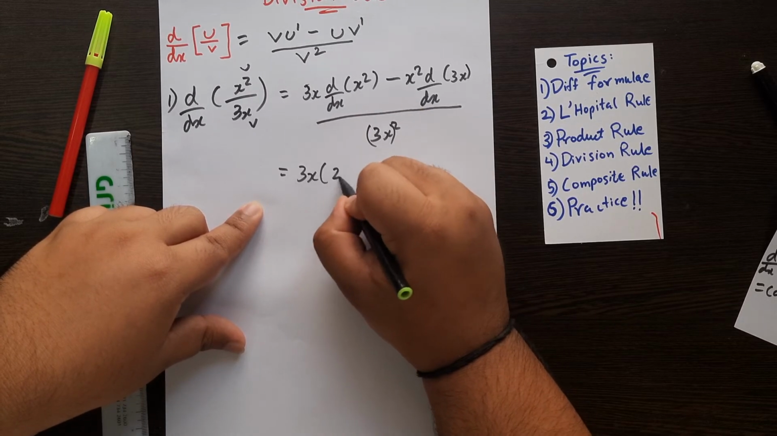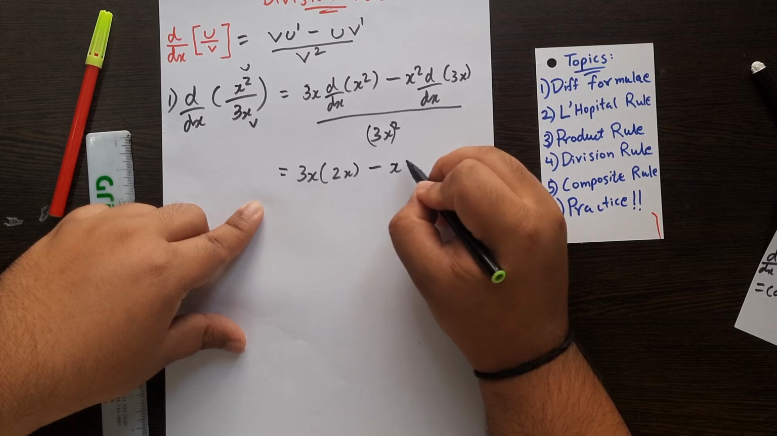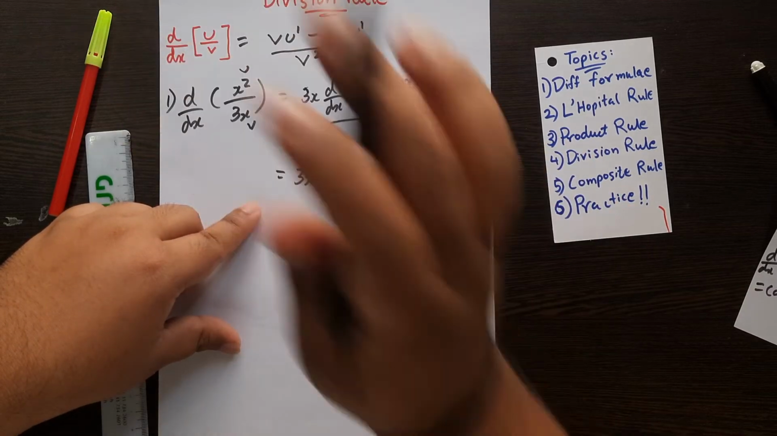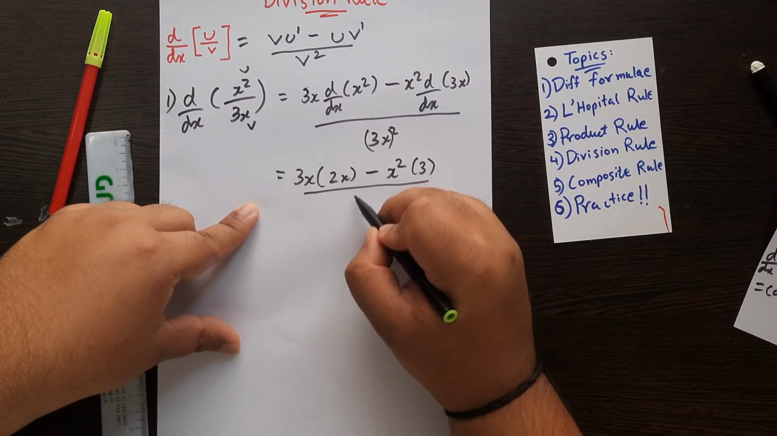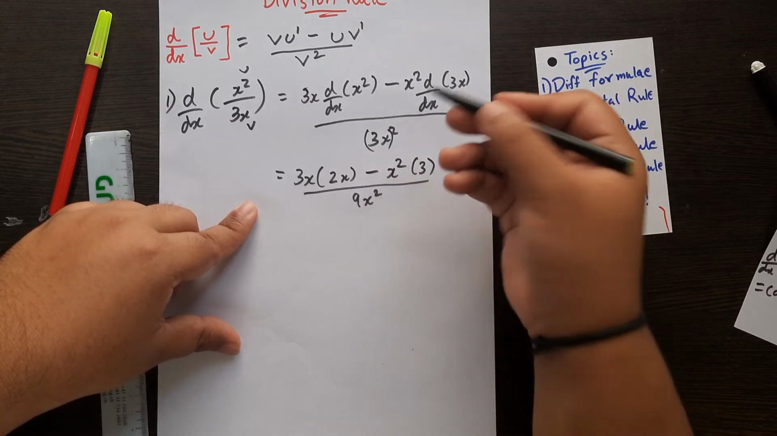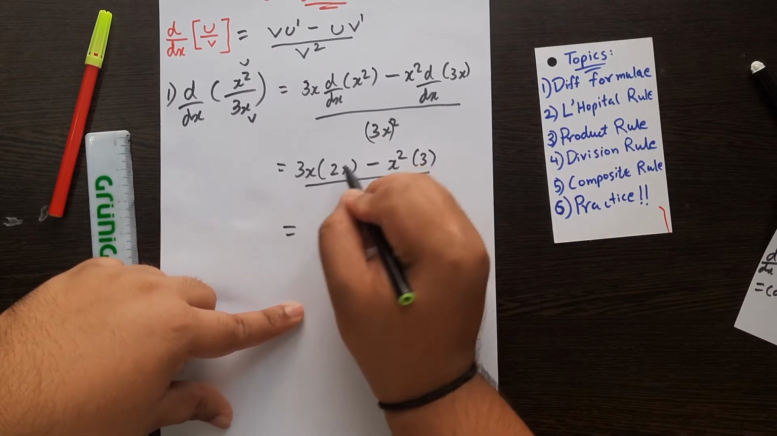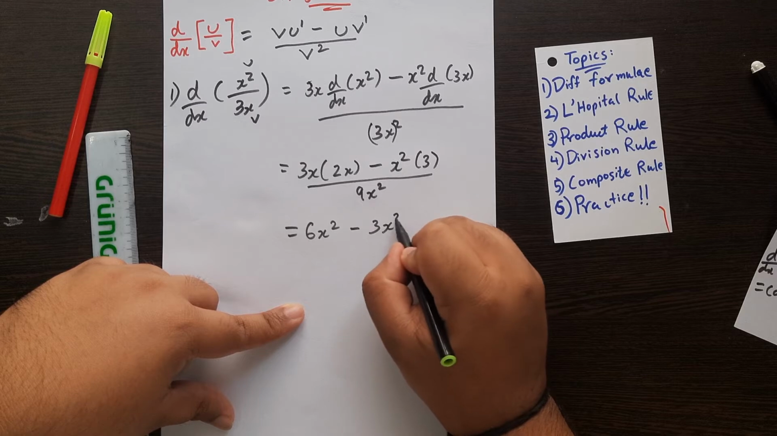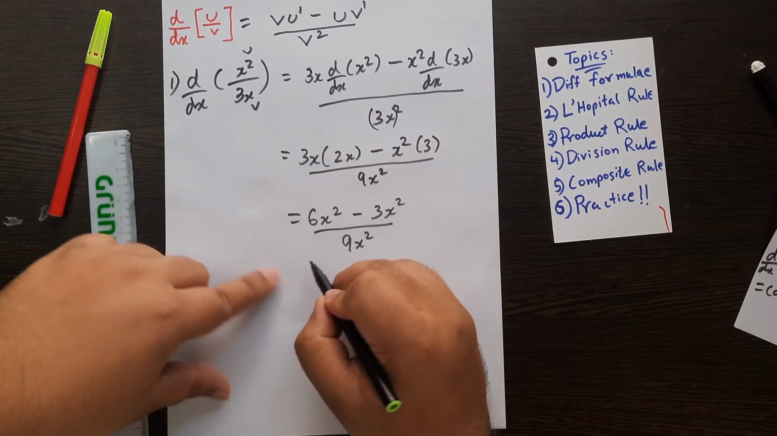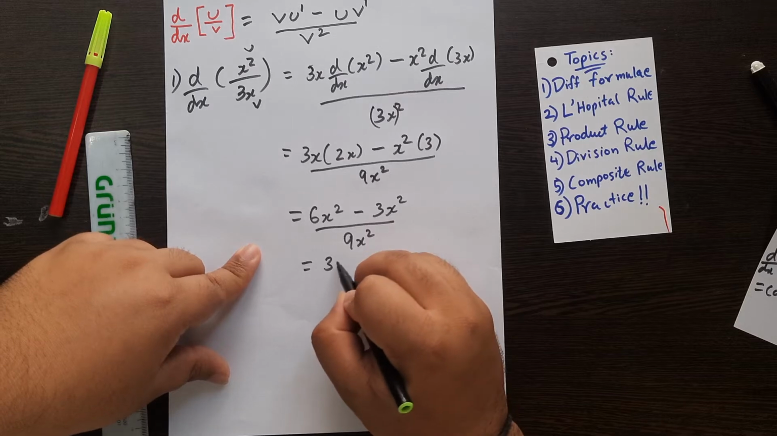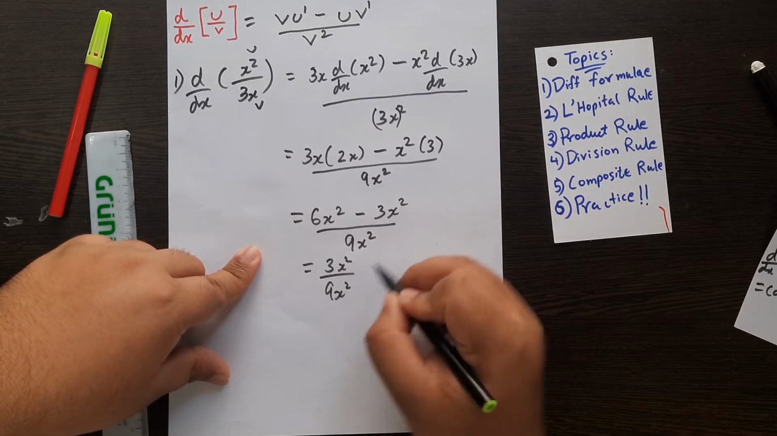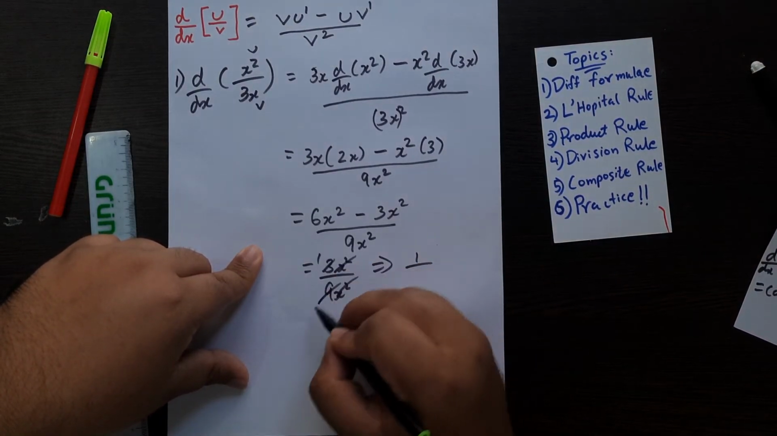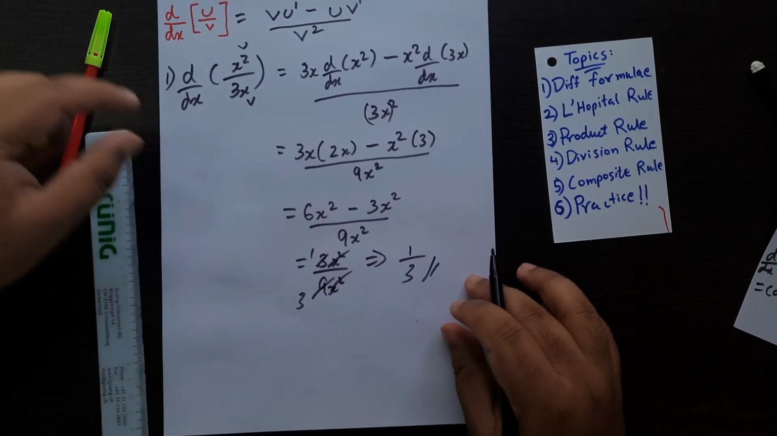So now this can be written as 3x into d by dx of x square, which is nothing but 2x, minus x square into d by dx of 3x, which is nothing but 3. Because I've already explained the previous formulas. Divided by 9x square, since 3x to the power 2 is the same. This can be written as 6x square minus 3x square divided by 9x square. This simplifies to 3x square divided by 9x square, which simplifies to 1 by 3, because x square cancels, once on top and thrice on the bottom. And this is the final answer.